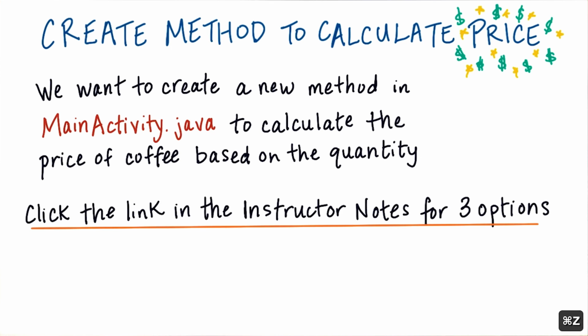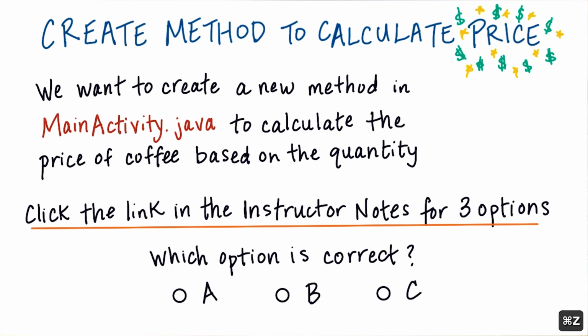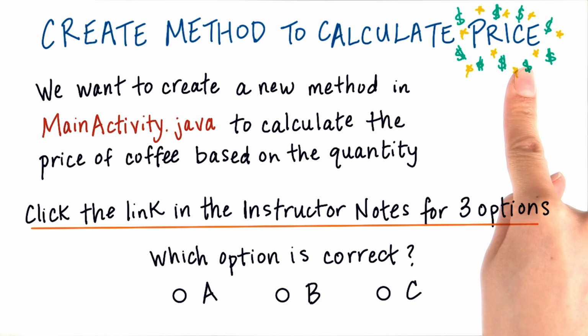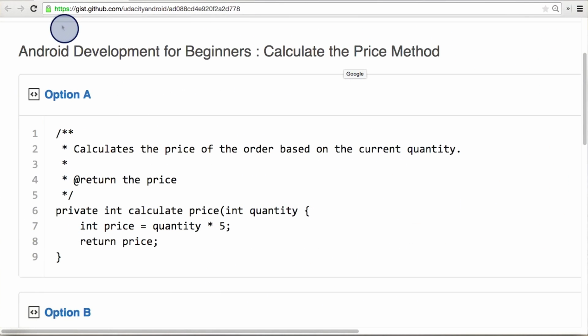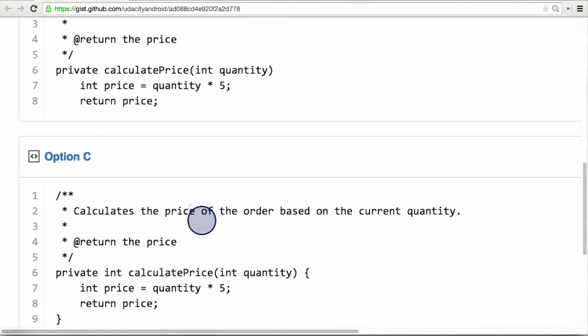So in the instructor notes, we're going to provide you 3 options. Read over these 3 code snippets and determine which option correctly implements the method to calculate the price of the order. When you click on the link in the instructor notes, you'll see this gist. It has code for options A, B, and C.